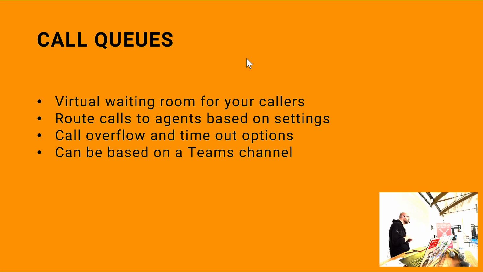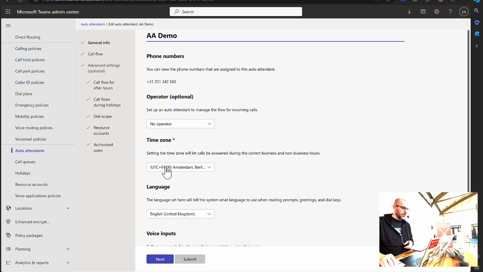And of course, there are some options there for call overflow and timeouts. If you have 15 people in your waiting room and you know you can't handle them at the right time, what should we do with the call? Should we disconnect them, redirect them to a voicemail, anything like that? And you can even base such a call queue on a Teams channel. You don't have to manually assign agents to that call queue. Everyone in the team is able to receive calls.